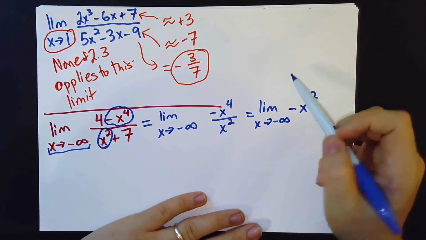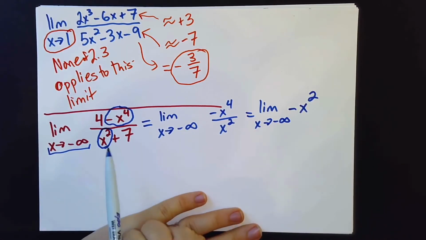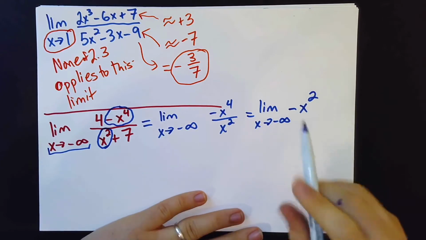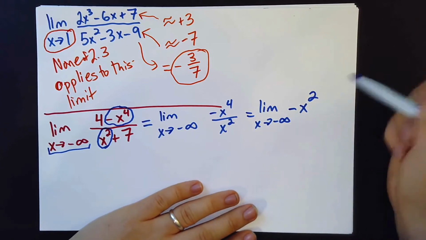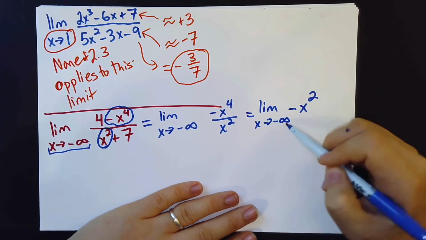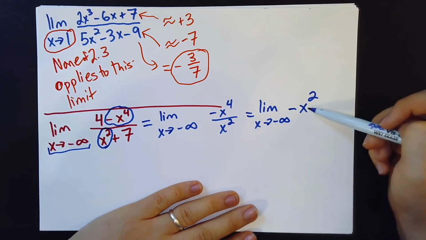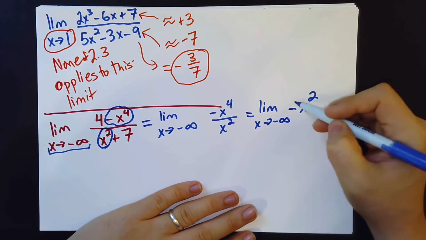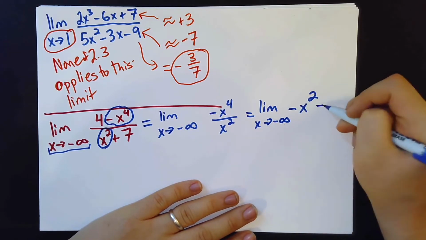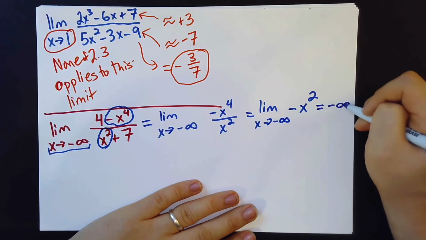So I have now that this limit that started out complicated is the same thing as this limit, which is now no longer that complicated. So if x is a huge negative number, what happens? Well, I square it and get a huge positive number. And then I negate it, and so I end up with a huge negative number. And so this is negative infinity.